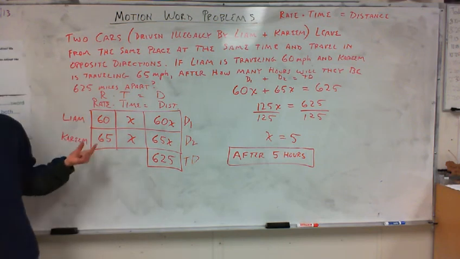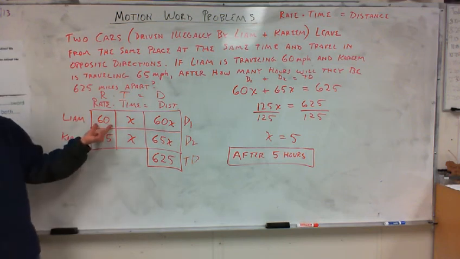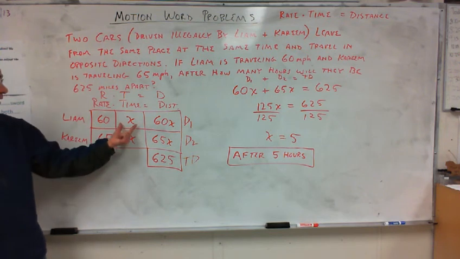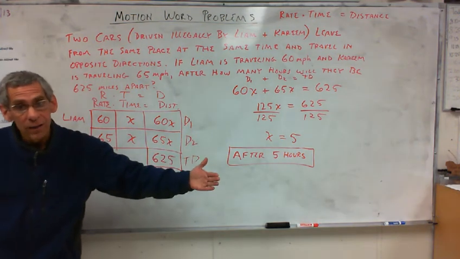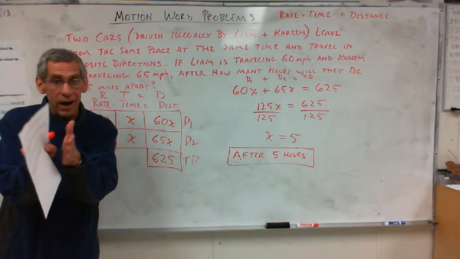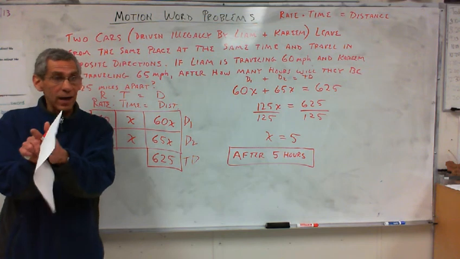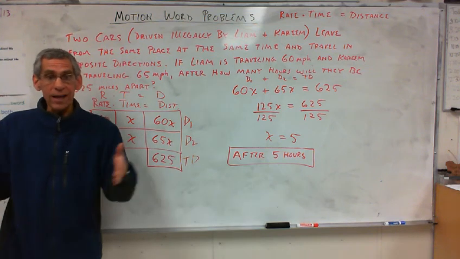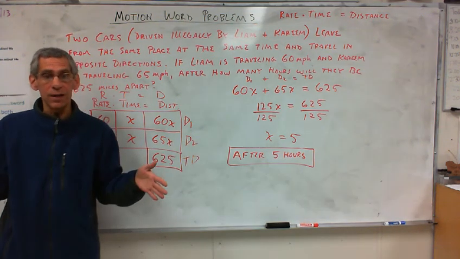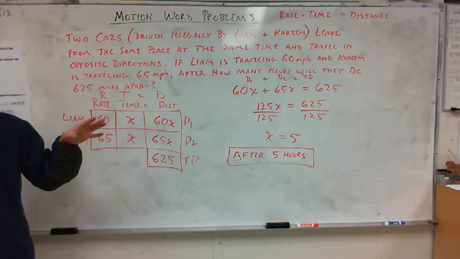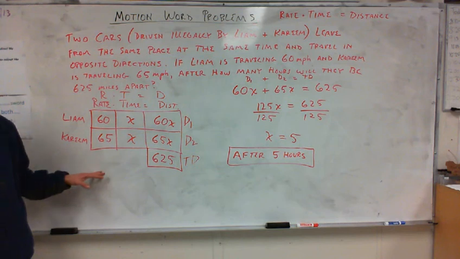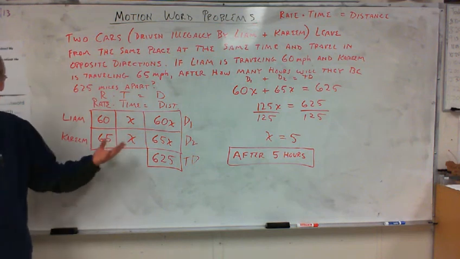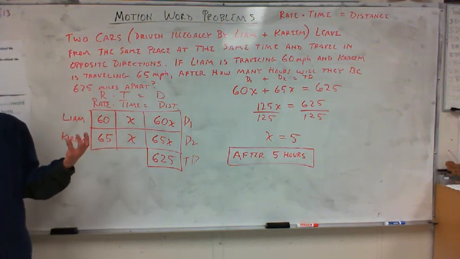You're going to still put the same thing, right? Because Liam's rate was 60 miles per hour, Kareem's was 65. Notice they left at different places, but they left at the same time. And when they crashed into each other, they crashed at the same time. So it's still 5 hours. The x is still the same. The time is still the same. Scenario 3 is where the time is going to be different. So it's the same thing for scenario 1 and scenario 2. Does that make sense?